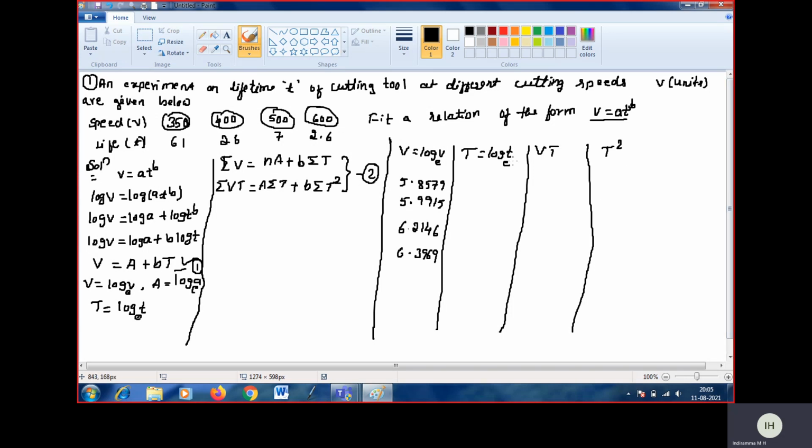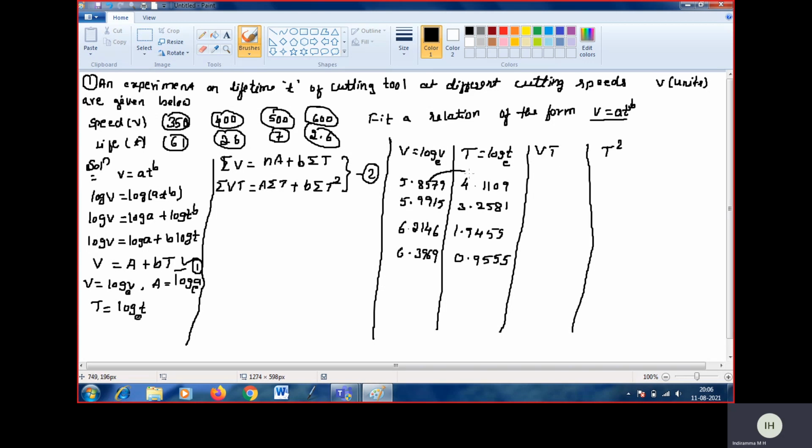Okay. So next, we have to calculate capital T. Capital T will be log of small t with base e. Base e means ln in your calculator. So ln of 61. ln of 61 is 4.1109. Next, ln of 26. That is log of 26 is 3.2581. Next, ln of 7. ln of 7 will be 1.9459. Next, ln of 2.6. ln of 2.6 will be 0.9555.